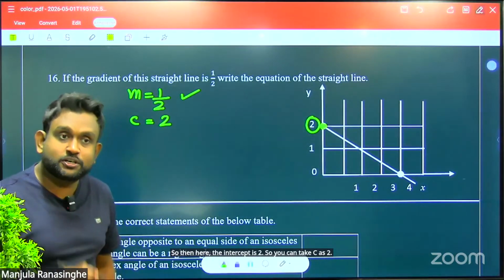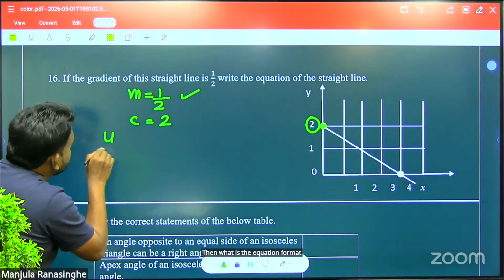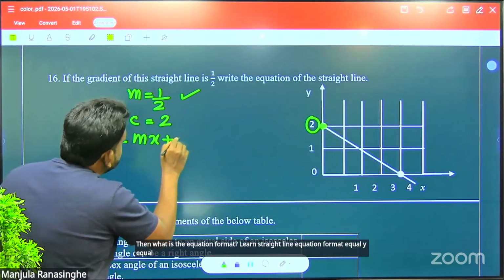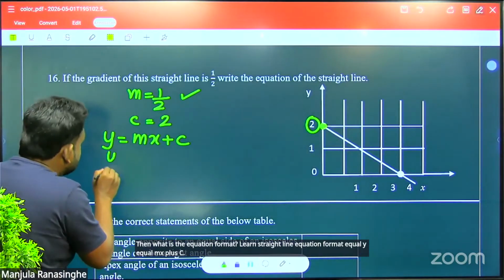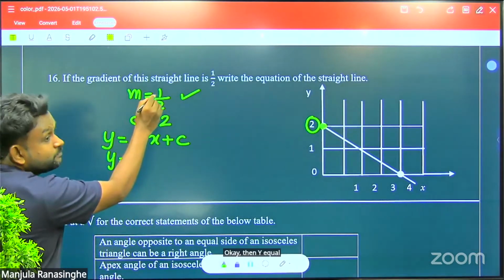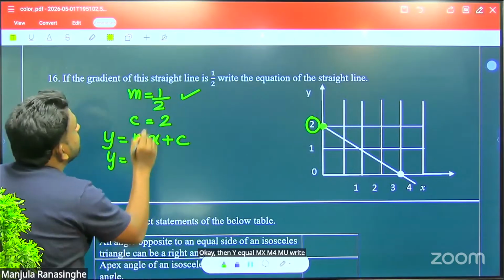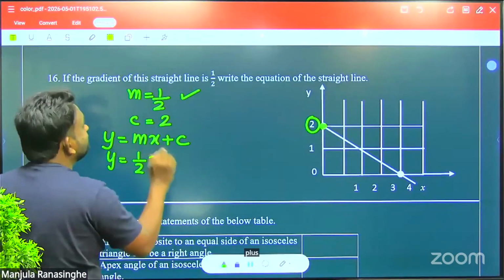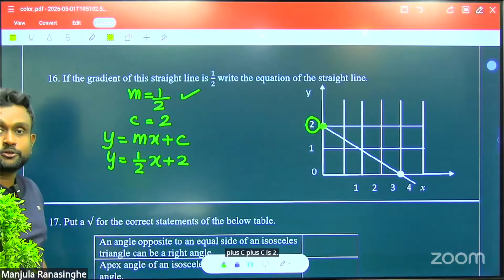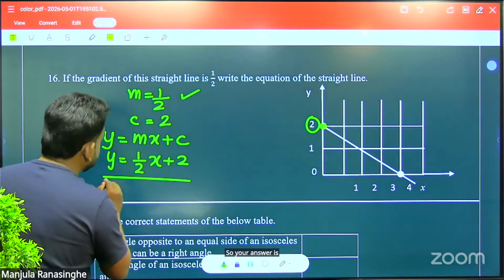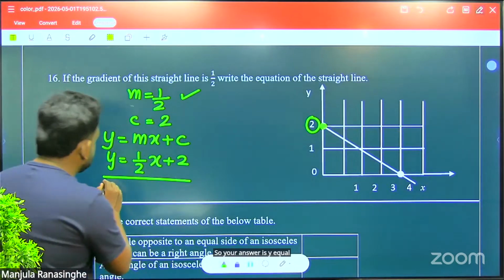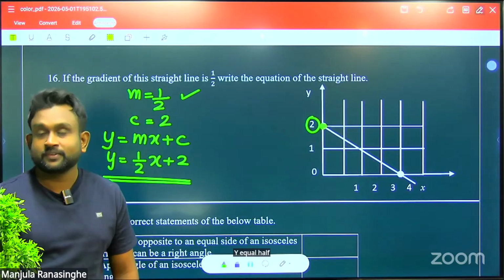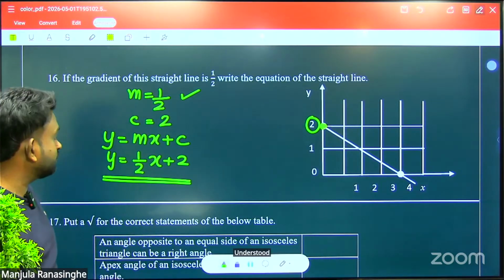Then what is the equation format? Learn the straight line equation format: y equals mx plus c. Okay, then y equals mx, for m you write half, then x plus c is 2. So your answer is y equals half x plus 2. Y equals half x plus 2. Understood? Right, half x plus 2.